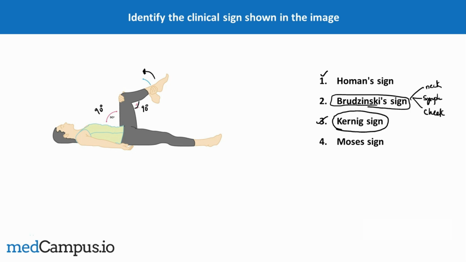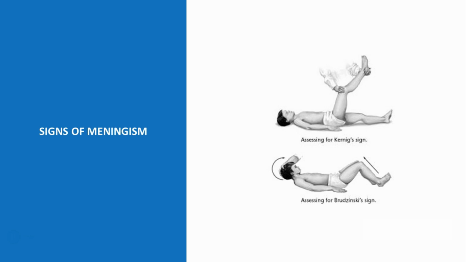What about option 1 and option 4? Option 1 and option 4 are actually elicited in deep vein thrombosis. So these are signs of DVT. In this image you can clearly see the same thing: hip is flexed at 90 degrees and knee is flexed at 90 degrees, and the examiner is trying forcefully to extend it. If the patient feels pain in the calf and resists extension, then the Kernig sign is positive.